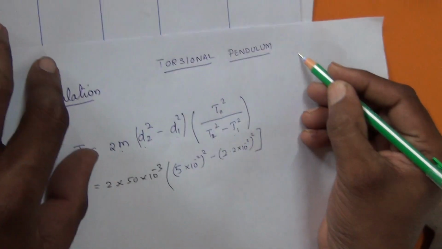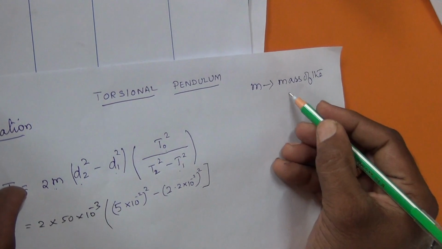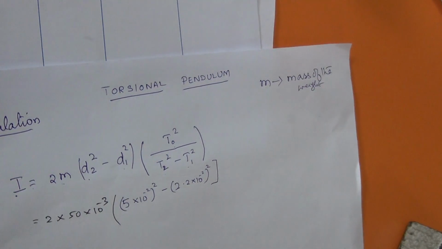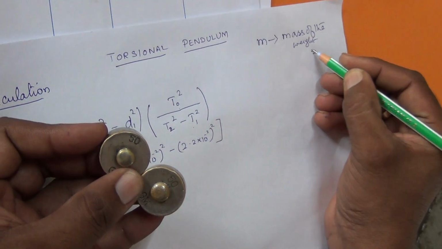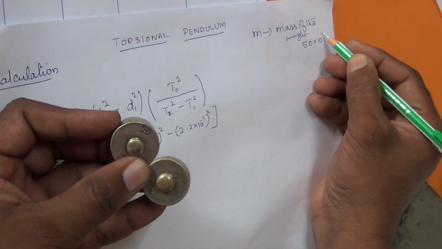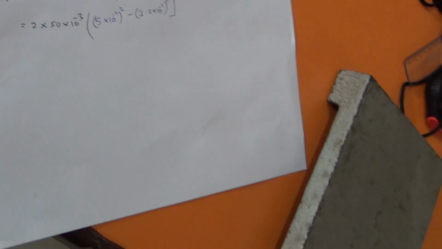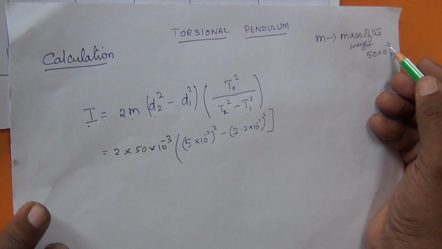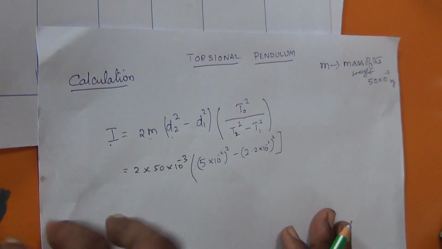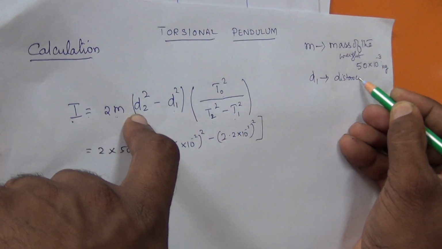What is m? m is the mass of the weight, whatever you have put. Here we have put 50 grams. You have to convert it into SI units: 50 into 10 power minus 3 to get kilograms. So in terms of kilogram, the mass is 50 into 10 raised to minus 3.